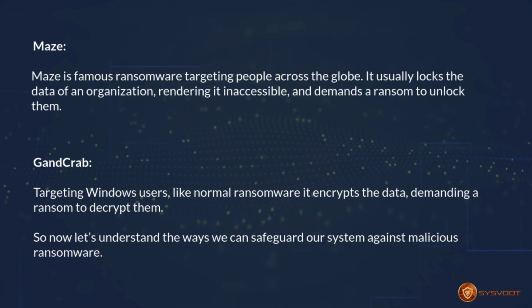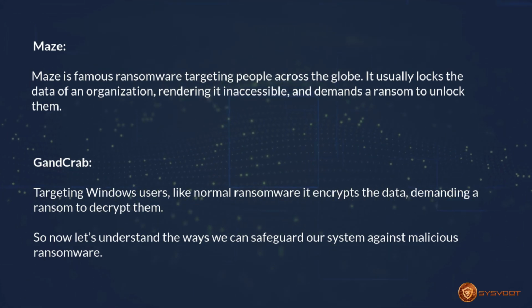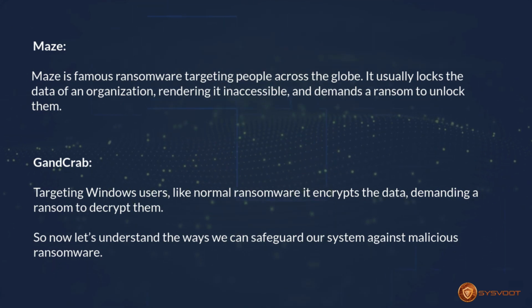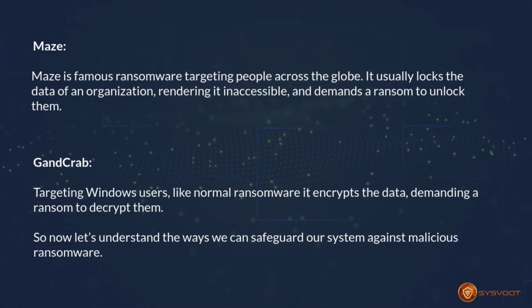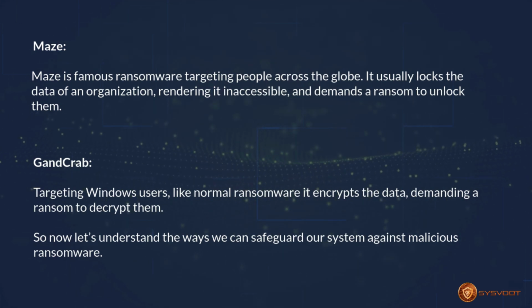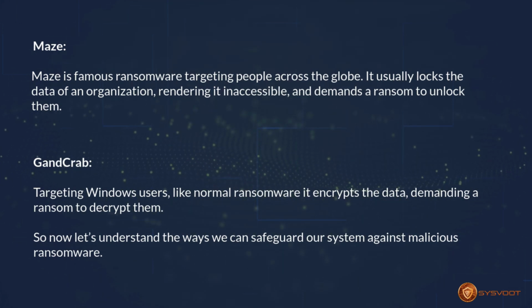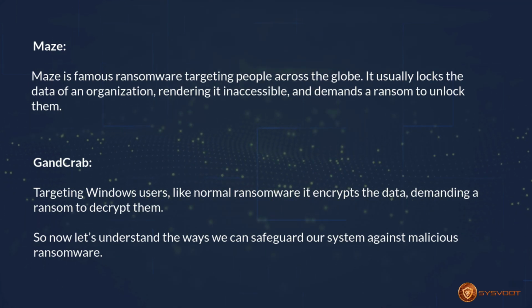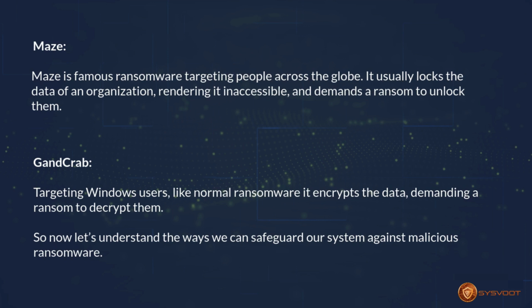Maze. Maze is famous ransomware targeting people across the globe. It usually locks the data of an organization, rendering it inaccessible, and demands a ransom to unlock them. GandCrab. Targeting Windows users, like normal ransomware, it encrypts the data, demanding a ransom to decrypt them. So now let's understand the ways we can safeguard our system against malicious ransomware.